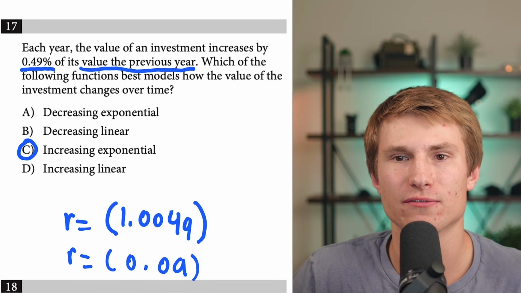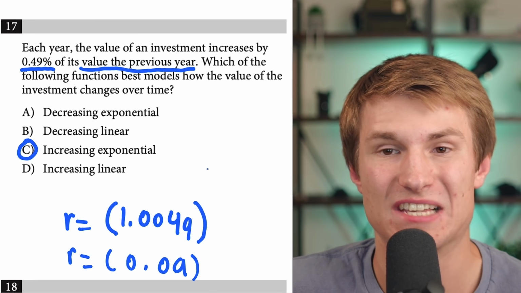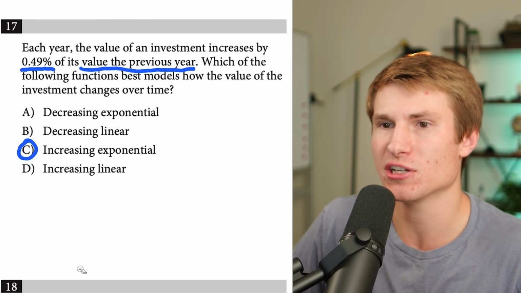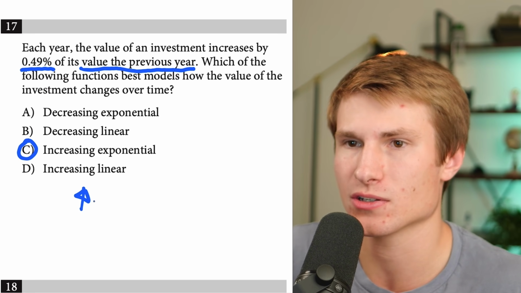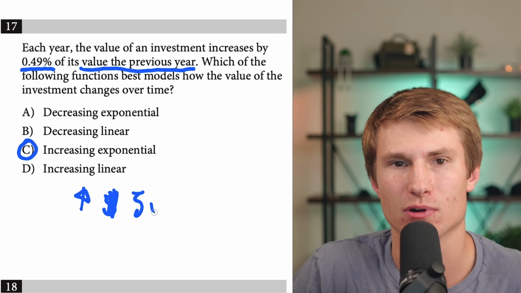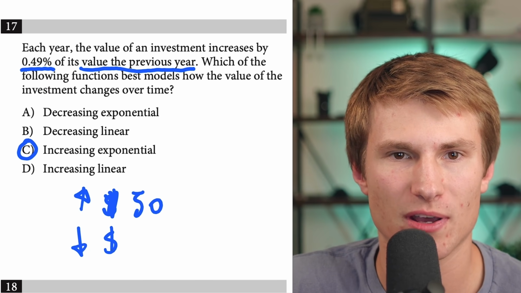Now, what if instead of being dependent on the previous year's value, it was independent of the previous year's value? So in that case, let's say that we just went up by $50. So we went up by $50 each day. Right? It's a dollar sign. We're going up by $50 each day. Well, that would be increasing linear. And what if we were going down by $50 each day?